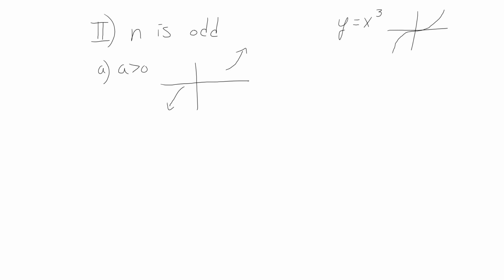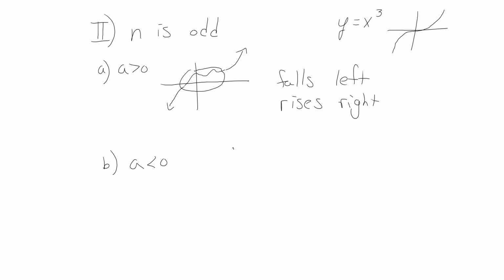What happens in the middle, who knows? So we don't really care about this middle part. All we care about is end behavior. So it falls left and rises right. And then part B, if a is less than 0, it just gets reflected over the x. So this goes up and this goes down. You're going to get something that looks like this. And what happens in the middle, we don't care.